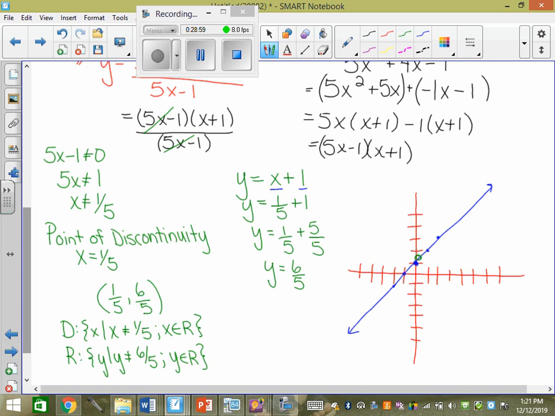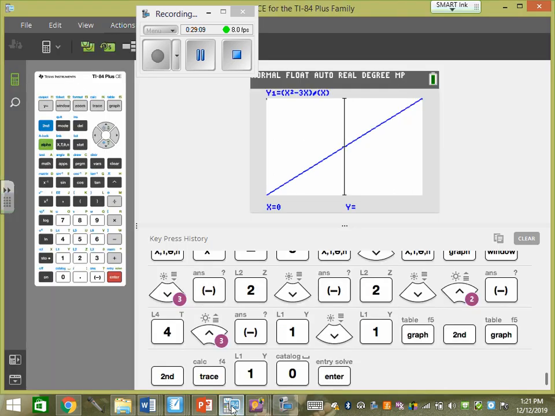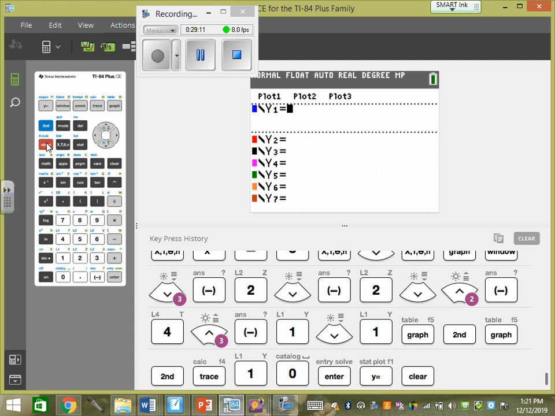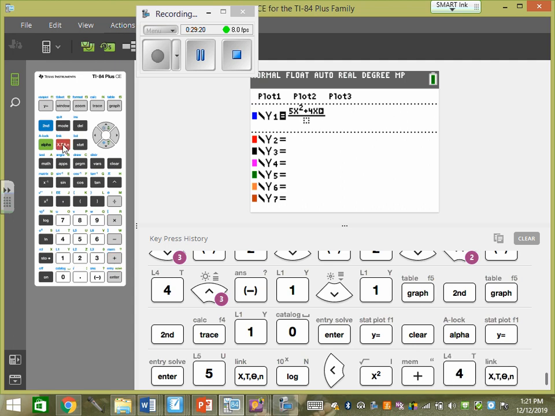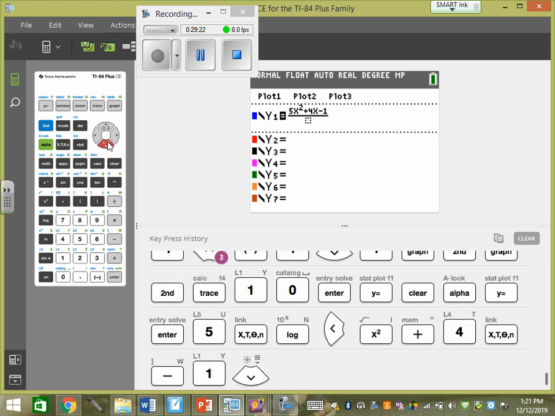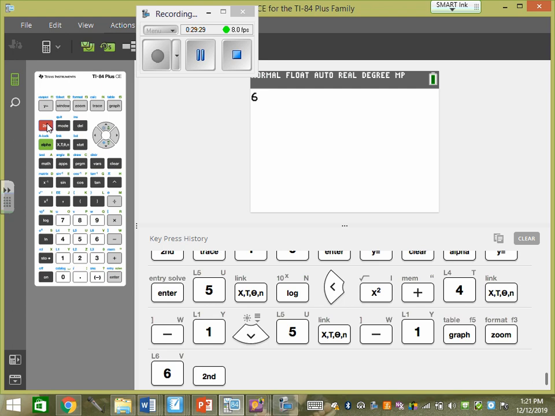So how could we check ourselves? We don't type in this equation. We type in the original equation, and you should get this. So let's see. You're going to help me because I don't know what it is. Alpha y equals, enter. What was it again? 5x squared plus 4x over 5x minus 1. Graph. Zoom 6.